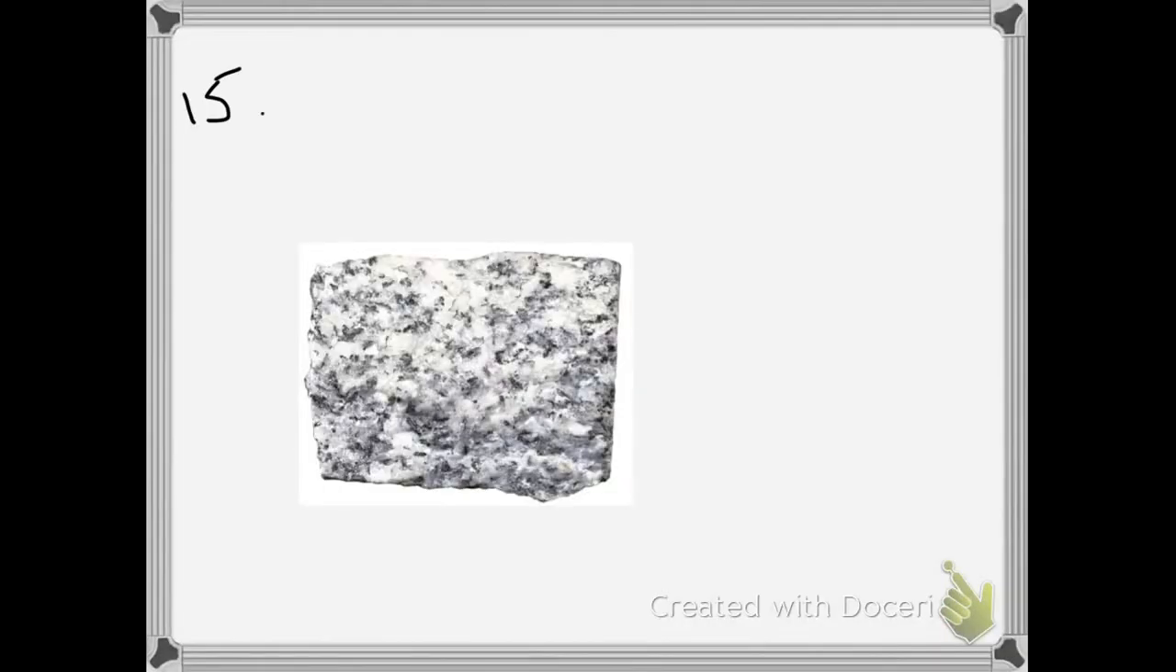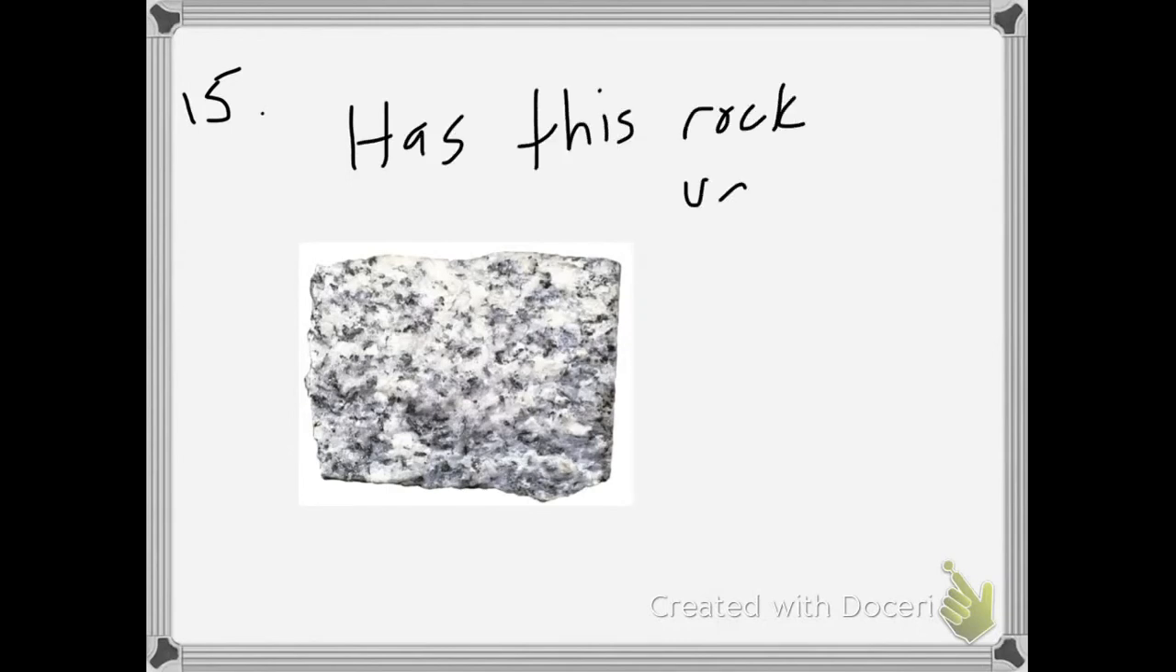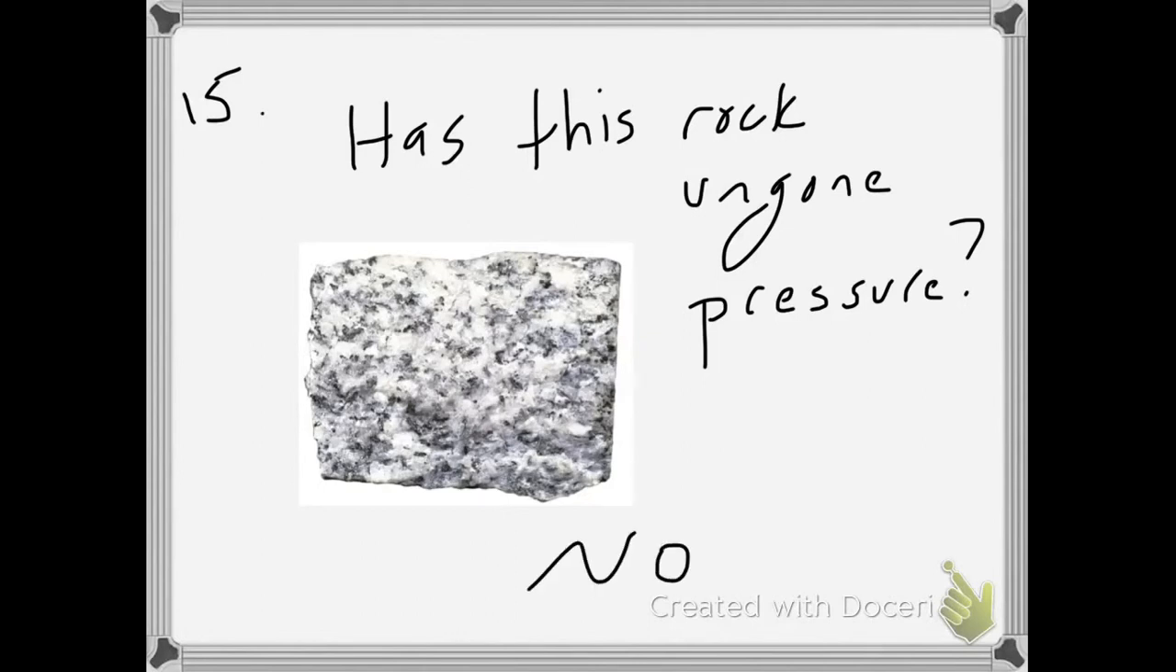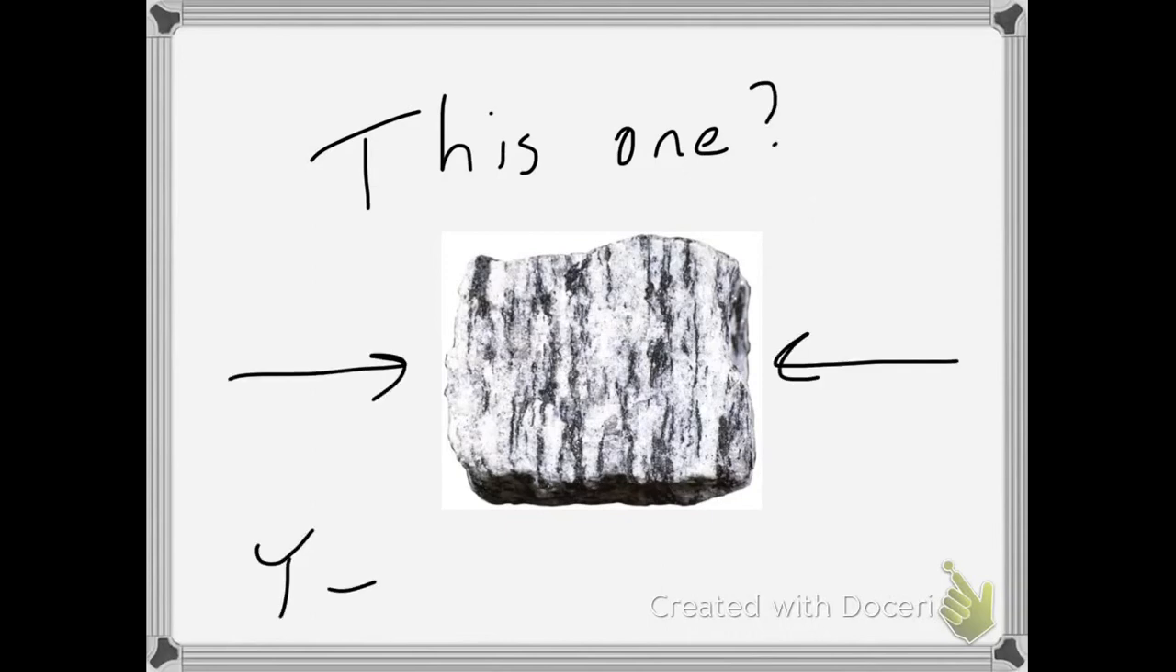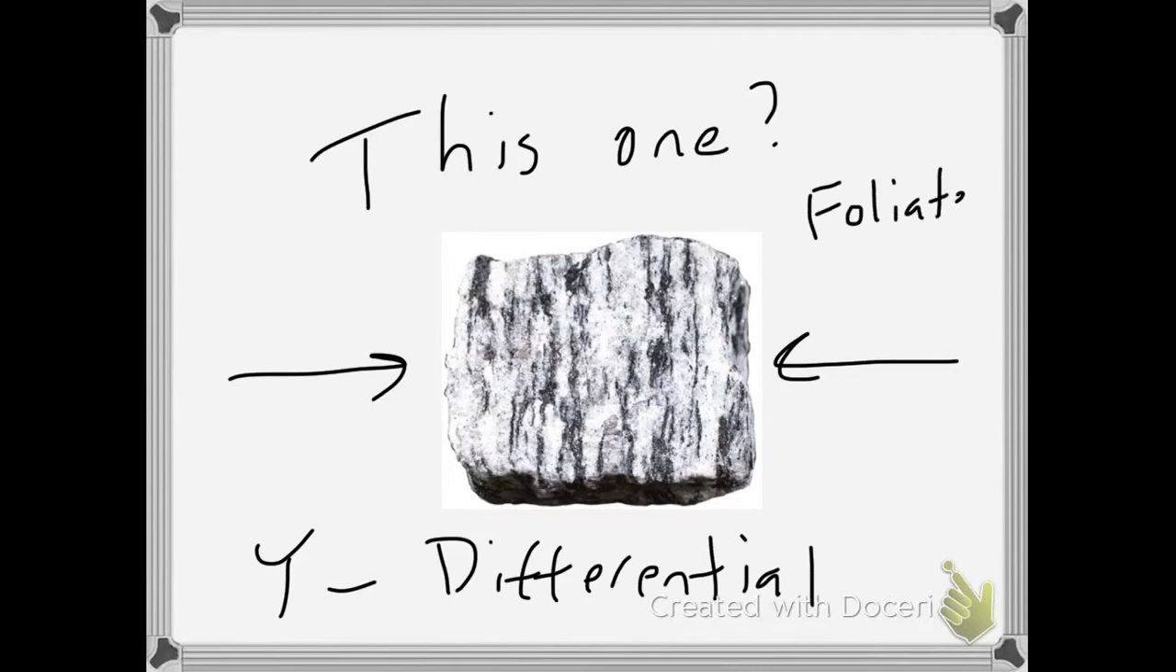So question number 15, we have a rock. Isn't that lovely? Has this rock specimen undergone pressure? The answer is no, because you don't really see any evidence of lineation, as it's called, the minerals being lined up. Okay, what about in this one? Any evidence of pressure? Well, yes, it's going to be that squeezing pressure. It's going to be that differential pressure or differential stress. So, is this rock foliated as a result? Are the minerals lined up? And the answer is yes, they most certainly are.